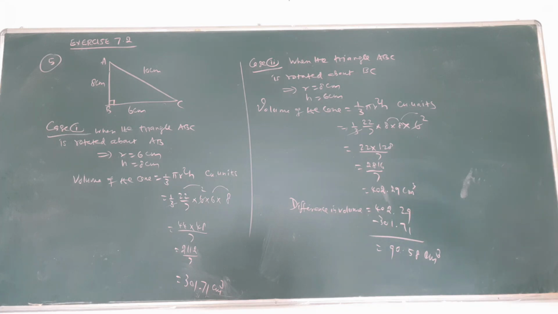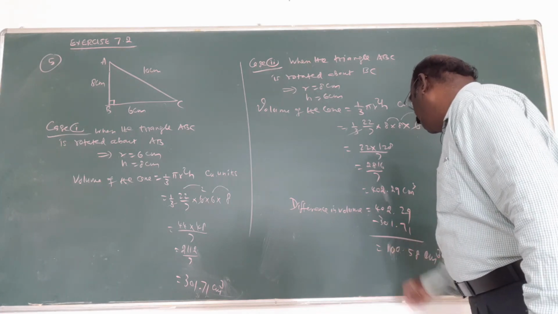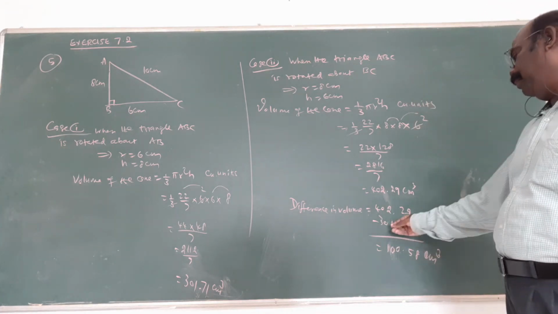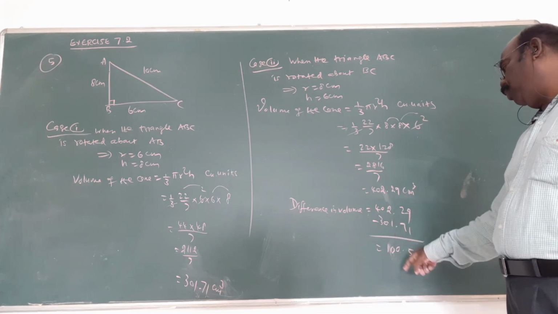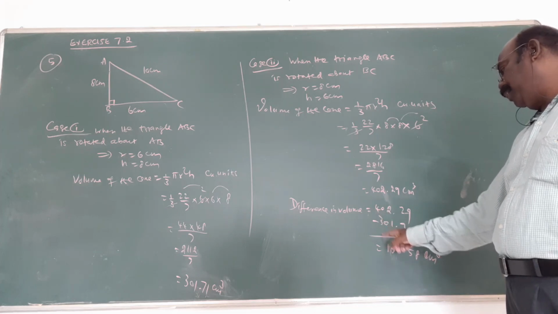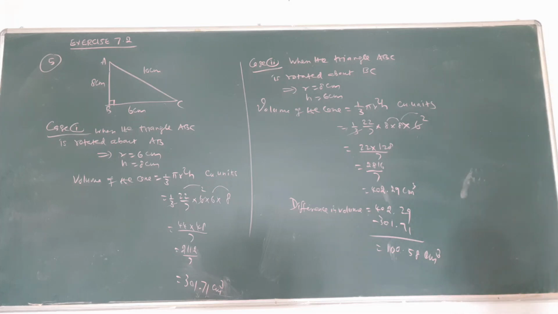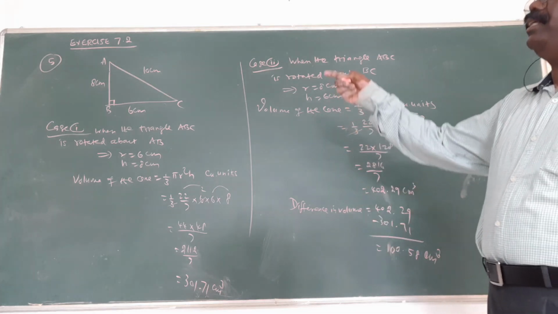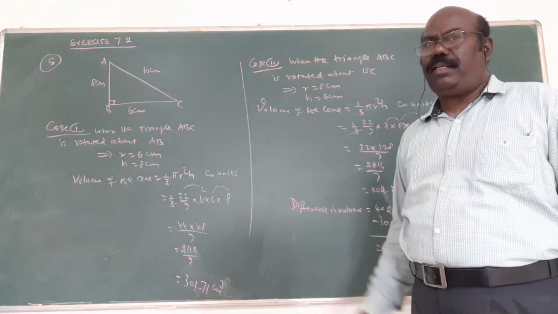402.29 minus 301.71. You subtract: 1 minus 0, 0; 4 minus 3, 1. That is 100.58 centimeter cube. In this exercise, we have 10 problems, and 5 problems are over.